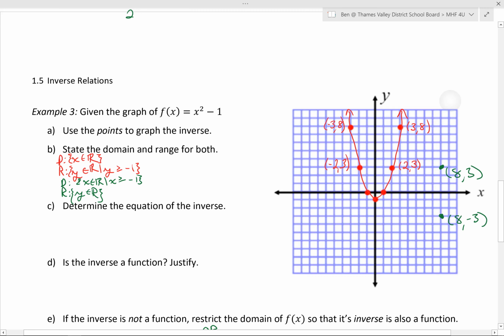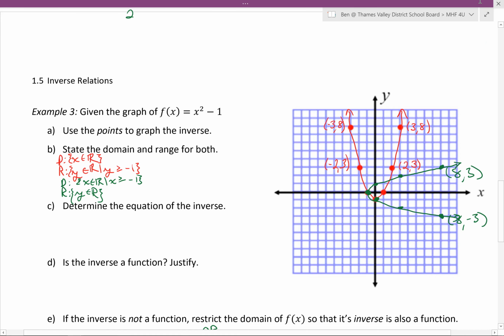I'm going to use the point (3, 2). Sorry, I'm going to plot it while making mistakes. (3, 2) and (3, -2). And then I'm going to plot the point here, (-1, 0). And there we are. So our inverse function looks like this.